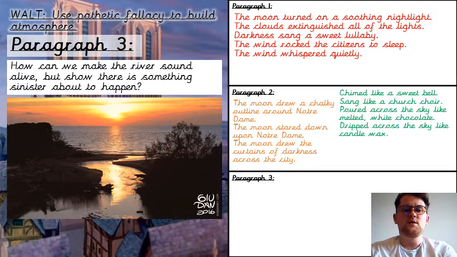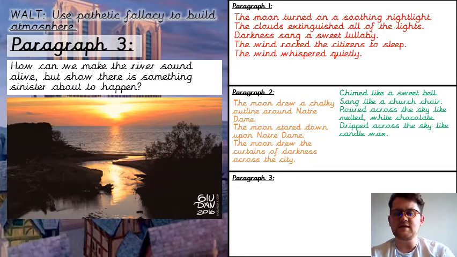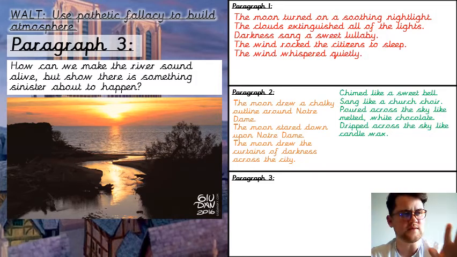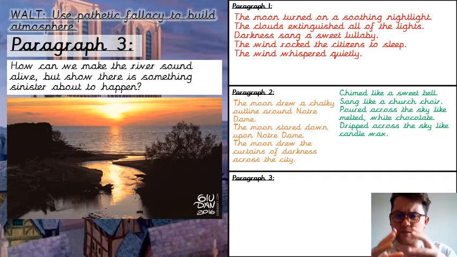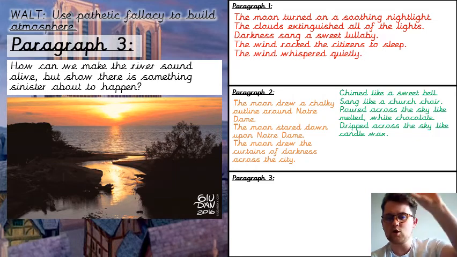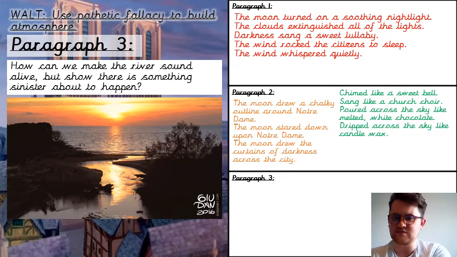Okay, now in paragraph 3, what I want us to start and do is create this lovely peaceful atmosphere, but we want to show that things are getting more tense, so that there's something not quite right. Because everybody else is asleep in the city apart from this family who are very nervous. So we're going to now go back to the river. So we've been talking about the weather, the sky, the rest of the city. Now we're going to talk about the river where this family is.